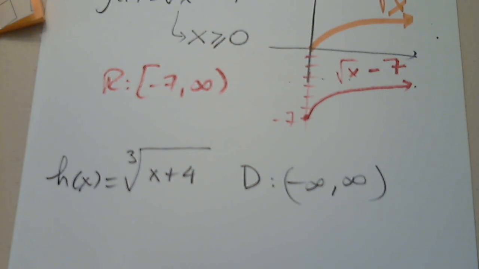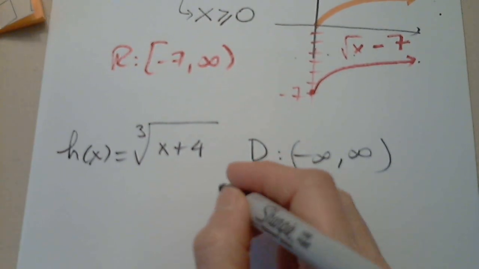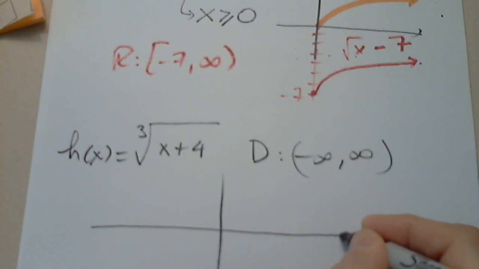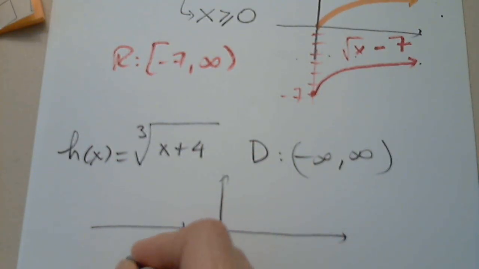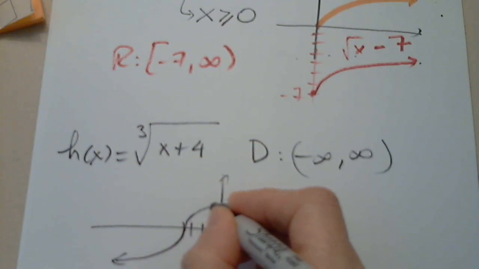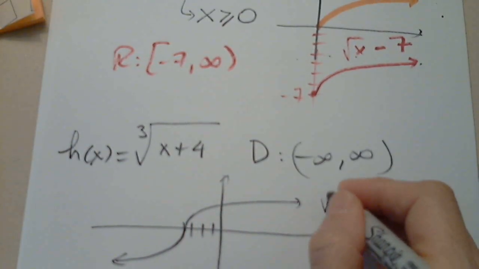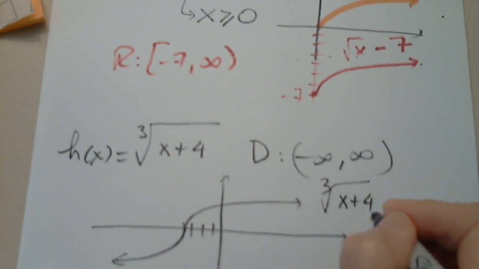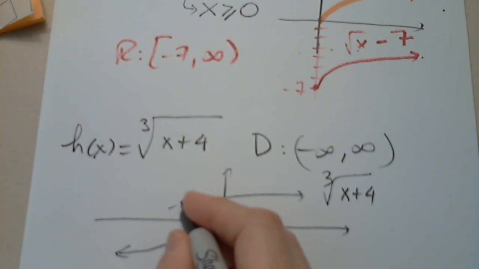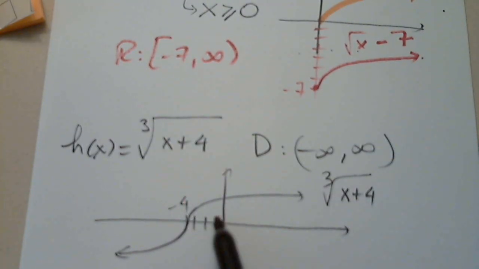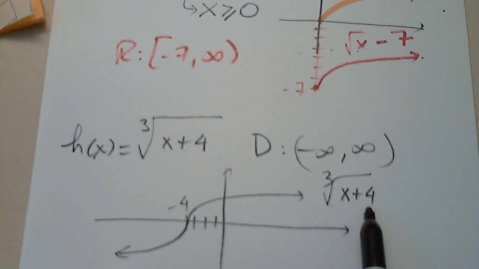Can anyone give us the range? Everything. Yes. 1, 2, 3, 4. So this is the cube root of x plus 4. Odd powers are the easier ones. Exactly. And why does this go to the left? Because the x-intercept is at -4, and -4 plus 4 is 0.